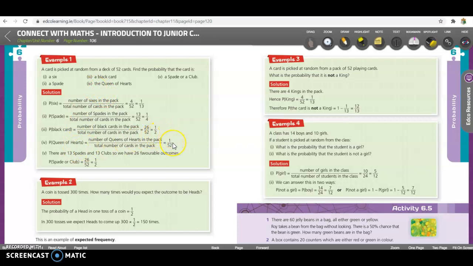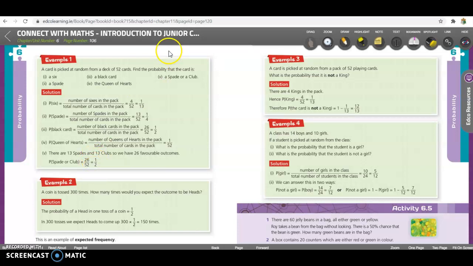So 1 over 52. Part 6, then, the probability of getting a spade or a club. Well, there's 13 spades and 13 clubs. Or means you add them together. So 13 plus 13 is 26 over 52. So that's 1 in 2.